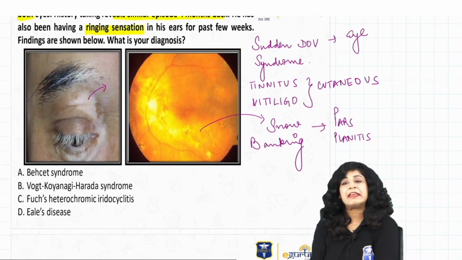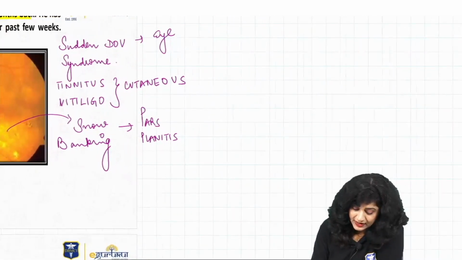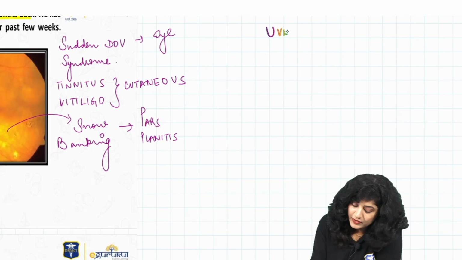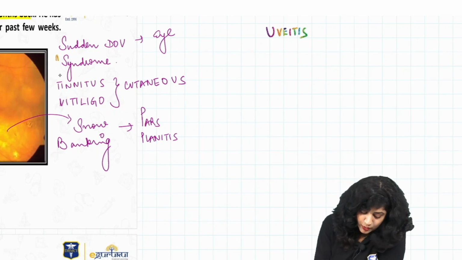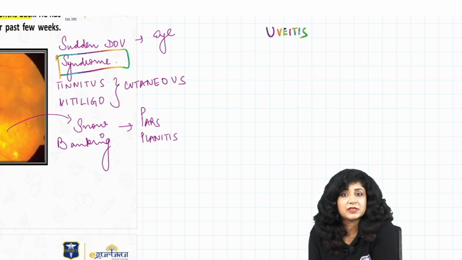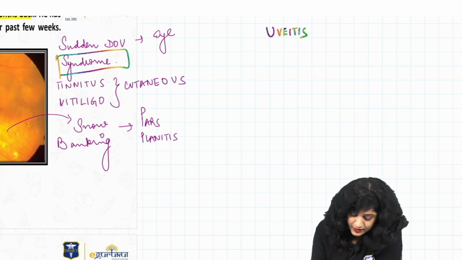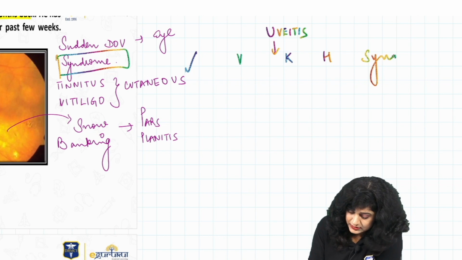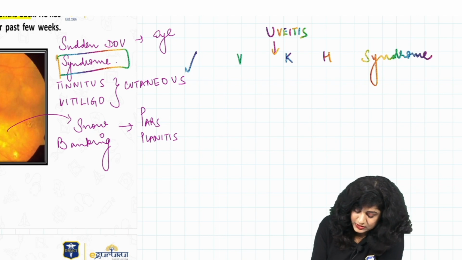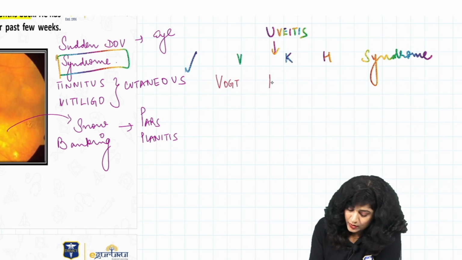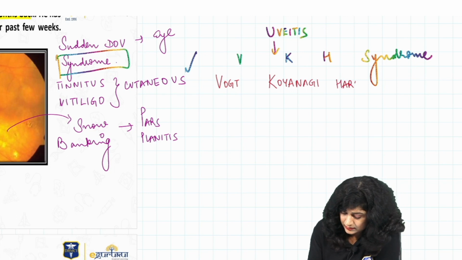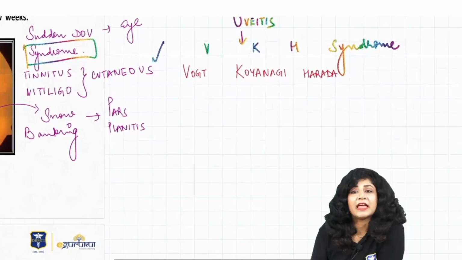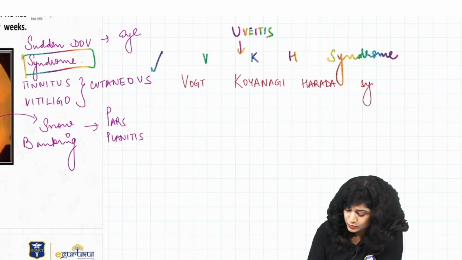So do you know any case where you have actually uveitis? Any syndrome of uveitis? It is a syndrome of the uveitis. Uveitis is also presenting with the acute painful diminution of vision where you have cutaneous involvement. Yes, so that is your VKH syndrome. This is your VKH syndrome which is called as the Vogt-Koyanagi-Harada syndrome. Right, Vogt-Koyanagi-Harada syndrome or Harada disease also it is called as.